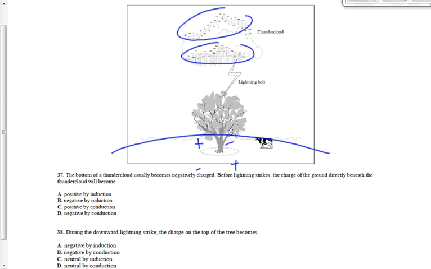They're going to be driven away. They're going to be pushed away, down deeper into the earth. So the part of the earth that's closest to the cloud, the part of the earth directly beneath the cloud, is going to become positive. Positive by what? Positive by induction, positive by conduction. Has charge been transferred? Has the cloud touched the earth? Nope. So what's it called? Hayden? It would be positive by induction. The answer is A.